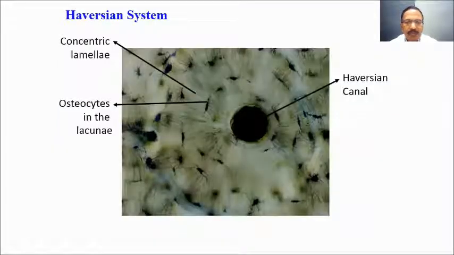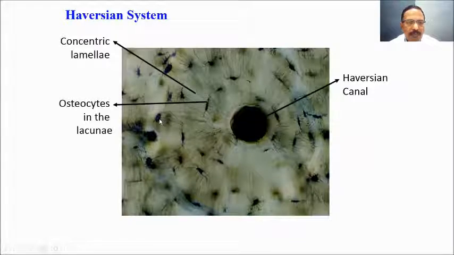So this is another high magnification view of the osteon, where you can see the dark one is the Haversian canal, and surrounding that are various bony lamellae. Between those bony lamellae, the dark spots represent the lacunae, and you can see the lacunae are interconnected by canaliculae.